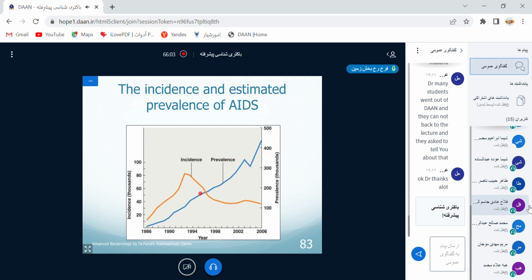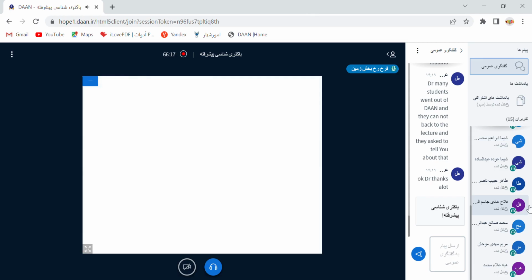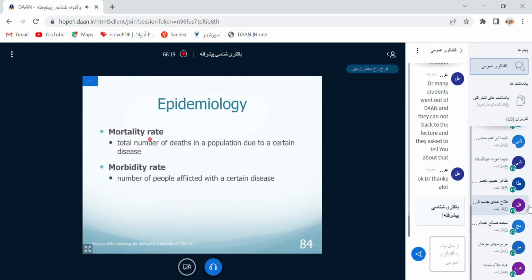And you can see incidence and prevalence are not completely matched to each other. They can go their ways during the different years. It is the incidence and prevalence of HIV or AIDS.